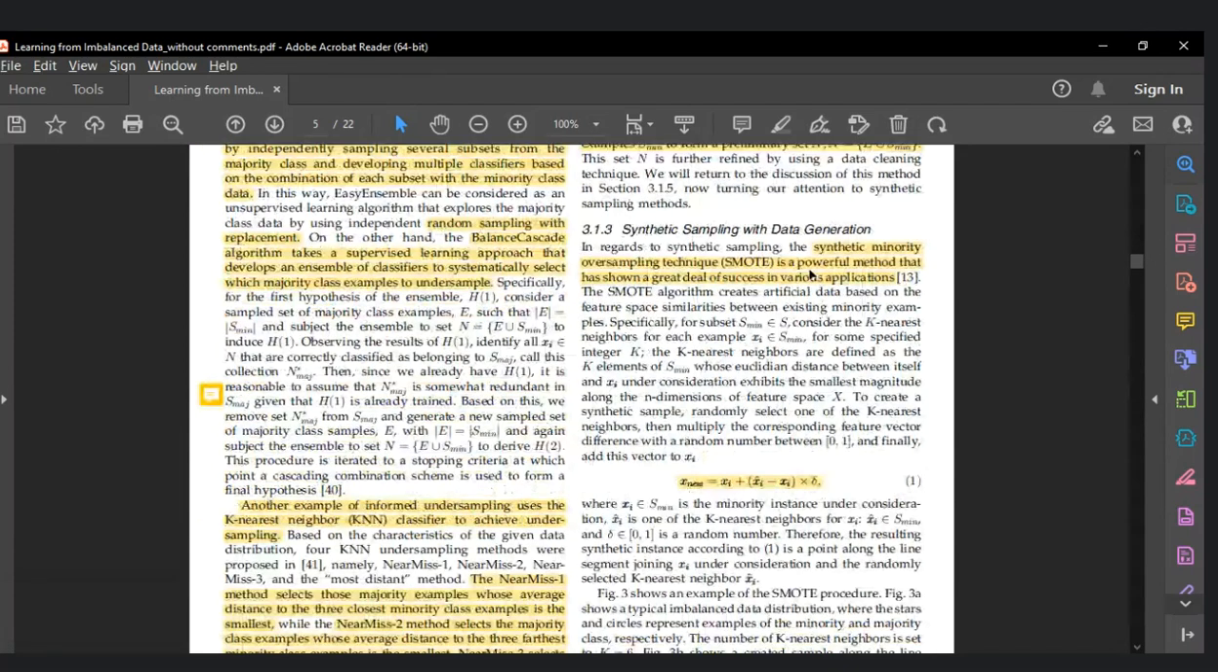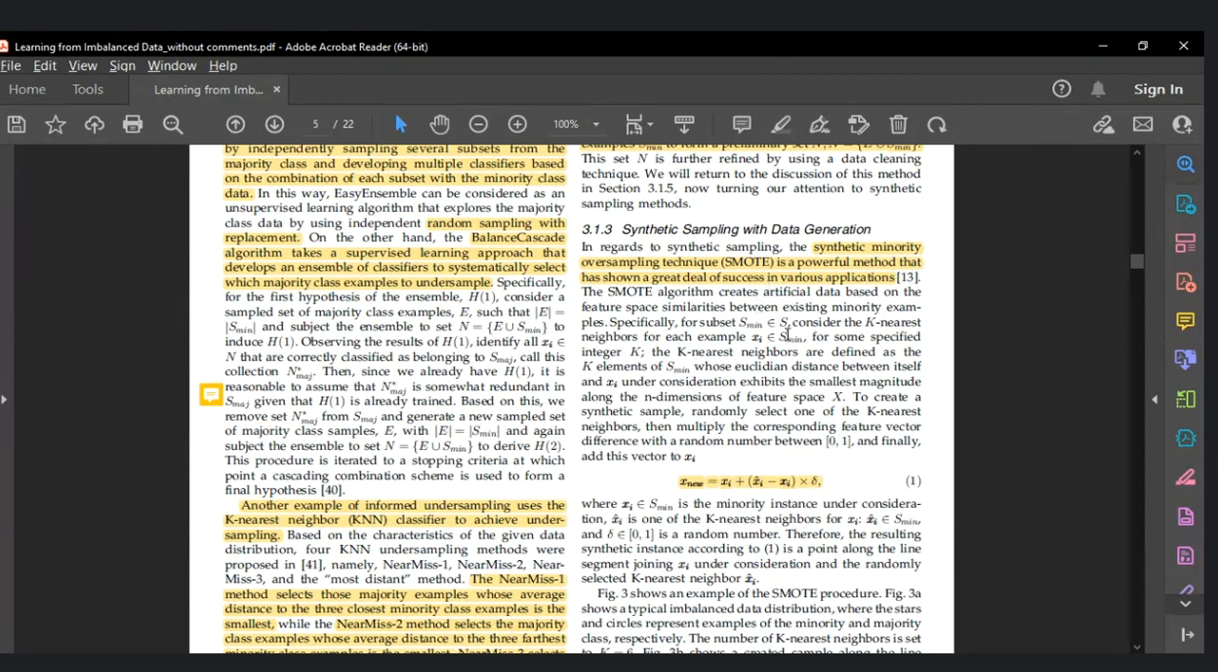SMOTE was covered last week, but I'll go a bit more into depth on this because it is quite widely used in tackling this kind of problem. SMOTE is an abbreviation of synthetic minority oversampling technique. So it is sampling the minority class. It is oversampling, not undersampling. So oversampling the minority class.